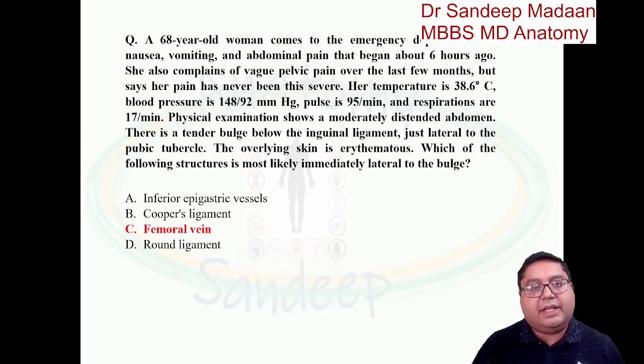Now, dear friends, answer to this question is C, femoral vein. Why? Because this is a case of femoral hernia, and the femoral hernia takes place when there is abnormal protrusion of any content via the femoral canal. Why? Because in the femoral canal we have only one content, that is the lymph node of Cloquet.